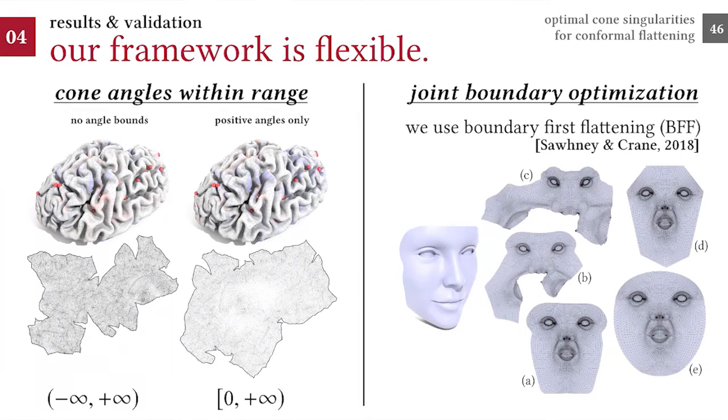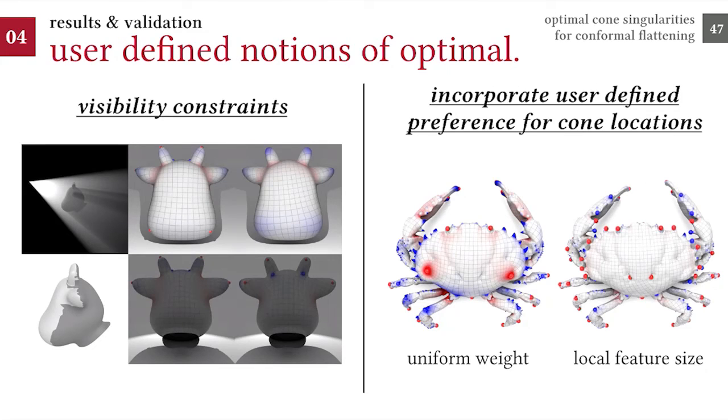Our framework is also extremely flexible and allows us to jointly optimize over various boundary conditions, and here we use boundary first flattening, which we just heard about. We can also optimize over cones within a fixed range. For example, here we optimize over only positive cone angles. We can also incorporate user-defined notions of optimality. We can incorporate these visibility constraints to only place cones in regions that we can't see, or we can allow the user to paint a preference function on the surface of where they want cones to go. Here we use something like the local feature size.